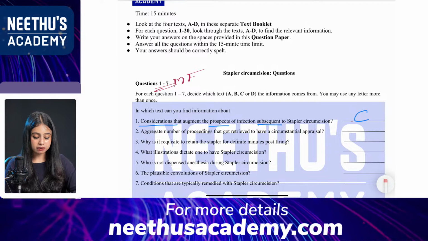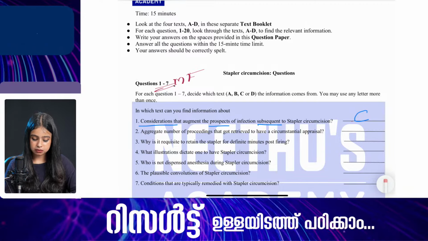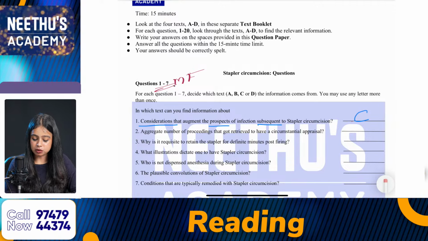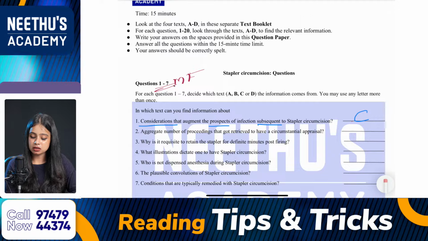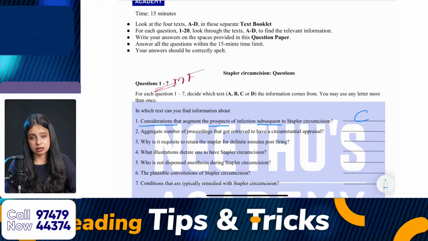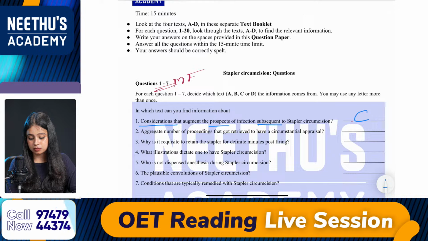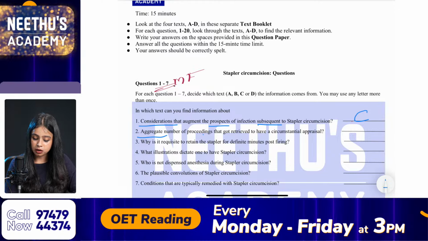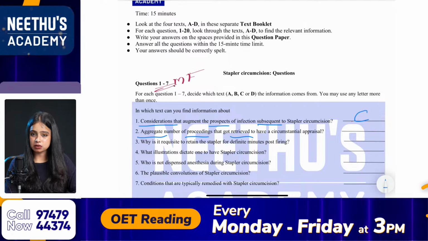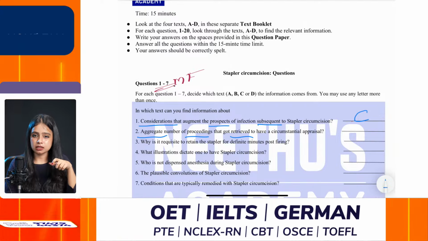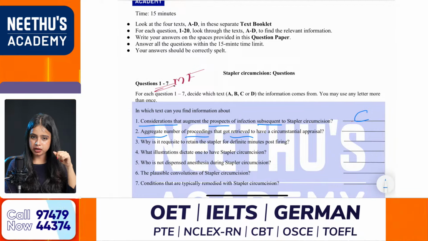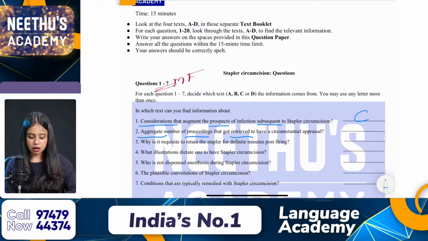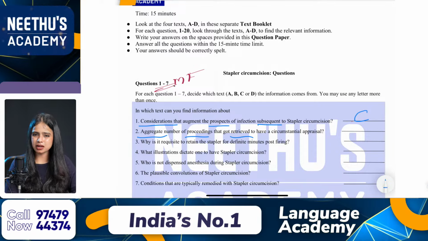Very good. Okay, Kavita, second side heading. Okay, dear. Okay, then the next question. Aggregate number of proceedings that got retrieved to have a circumstantial appraisal. So what do you mean by that? Circumstantial appraisal. So my keywords: aggregate, proceedings, retrieved. Retrieved, which means recollected. Okay, collected, gathered, acquired. So aggregate number, which means, yeah, simple, total number of records, proceedings, which means the records mentioned there.